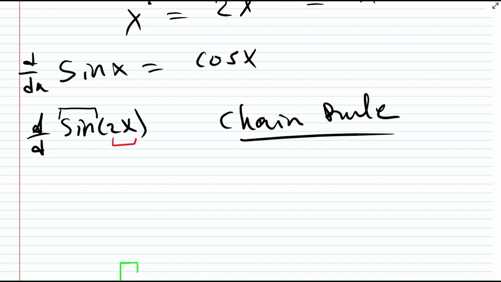So let's say, for instance, you have this and you want to differentiate it. The outside portion here is sine, and the derivative of sine is cosine. So we have cosine. We have to maintain the inner portion, which is 2x, right, times the derivative of the inner portion.